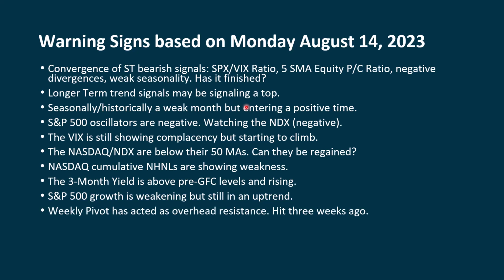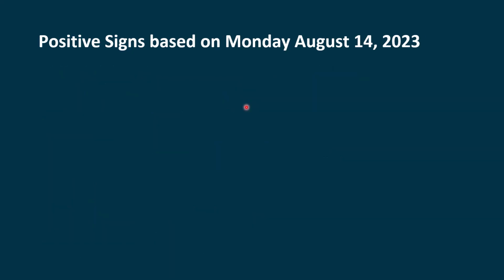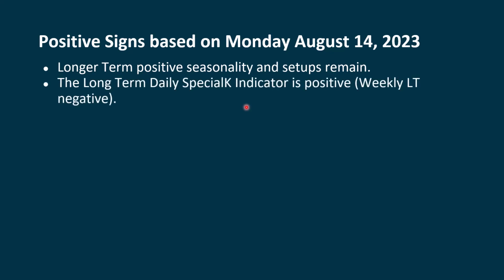The weekly pivot that acted as resistance almost 3 weeks ago now was the point where we topped out and we've been going down since that time. The parabolic SAR is negative. Also, be aware, the weekly parabolic SAR chart has also turned negative. The vortex is negative, and we're dealing with earnings season on a case-by-case basis. On the positive side, we do have seasonality and setups that remain in the background, and I went through those in the weekly video. The daily special K chart is positive where the weekly chart is negative.